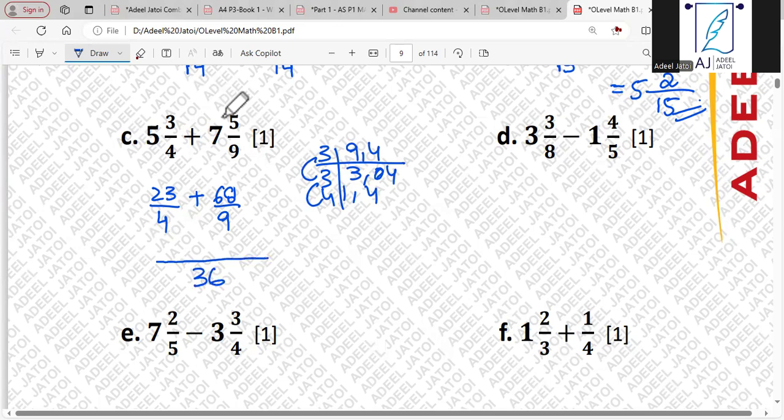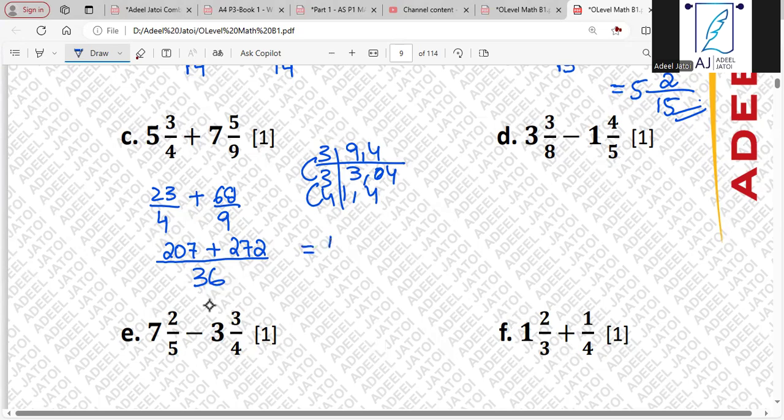Now 36 divided by 4 is what? 9. And 23 into 9 becomes what? 207, plus 36 divided by 9 is what? 4. So 68 into 4 is 272. 68 into 4 is 272.